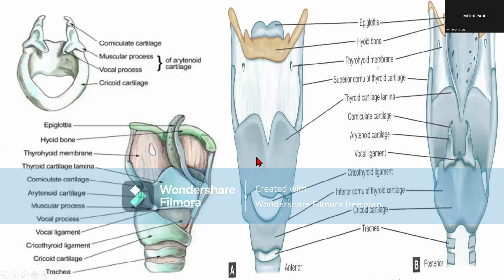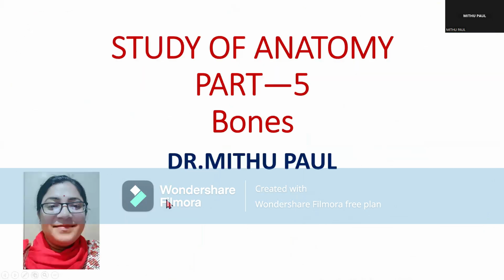Most of the cartilage of the larynx is hyaline cartilage. Only the epiglottis, the corniculate and the cuneiform cartilages, the apex, and the tip of the vocal process of the arytenoid cartilage are elastic cartilage.